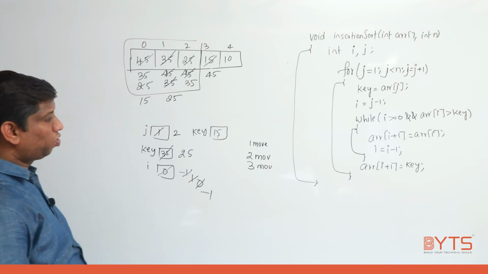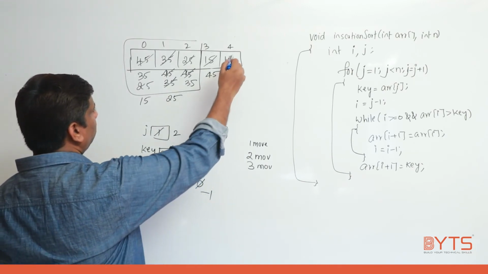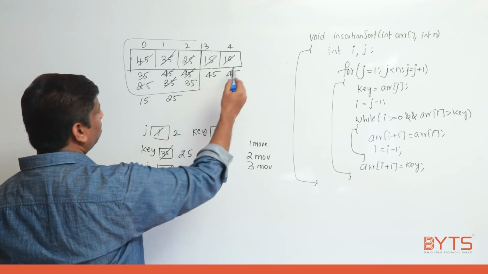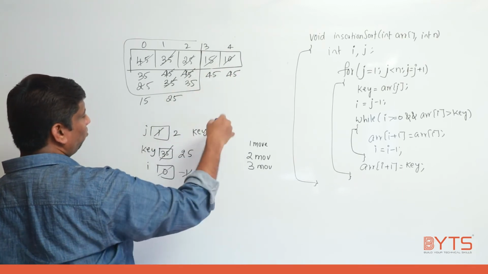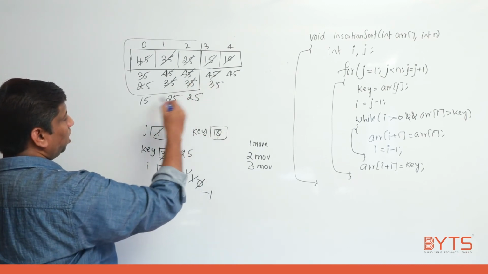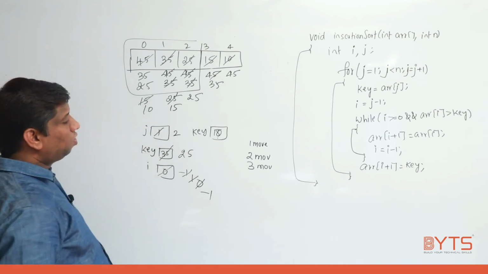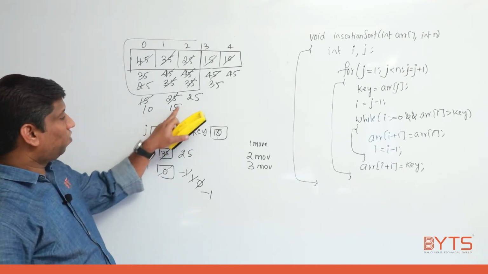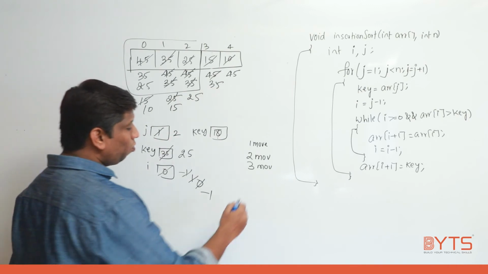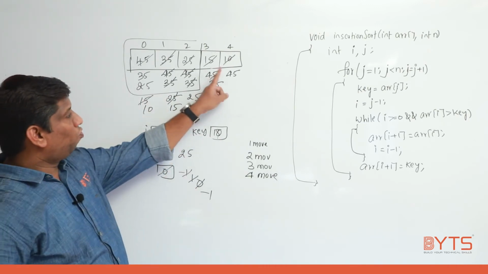Okay. Next what should I do? Can you please tell? Next I need to take key value, what is it? 10. So again I need to do what here? 45, because I am comparing 45. Next 35 with 10, 35. Next 25 with 10, 25. Next 15 with 10, 15. Next the empty space is filled with the 10. So that's all: 10, 15, 25, 35, 45. So totally here how many movements? 4 movements, right? 45 was here, I moved 45 here.